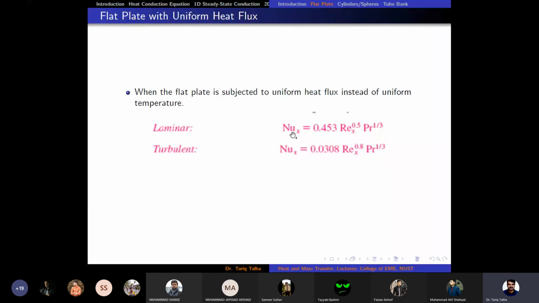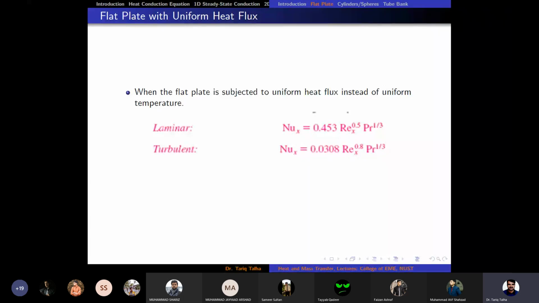In that case, if we want to know the Nusselt number, then we need to use these relations. The C value is different for laminar and turbulent flows, and we can use these empirical correlations if the problem involves uniform heat flux rather than uniform temperature at that boundary. So if the boundary condition is different, we can always use a different kind of correlation.